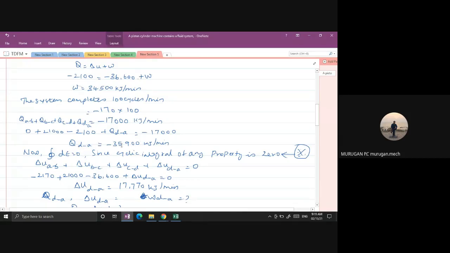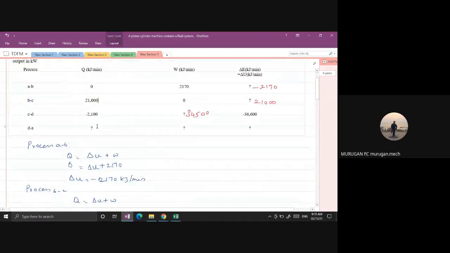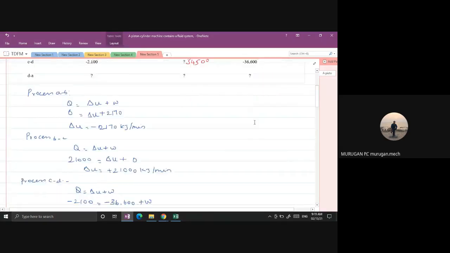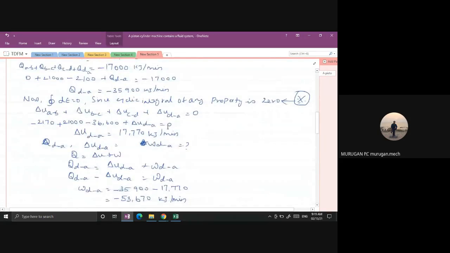That is -35,900. So can we find out like this? Yes, sir. Now Q, once we have completed the Q for the process D to A, next we are moving on to the delta E, that is delta U. We know that the cyclic integral of delta E, that is the internal energy, is equal to 0. The cyclic integral of any property is 0. That is very, very important.